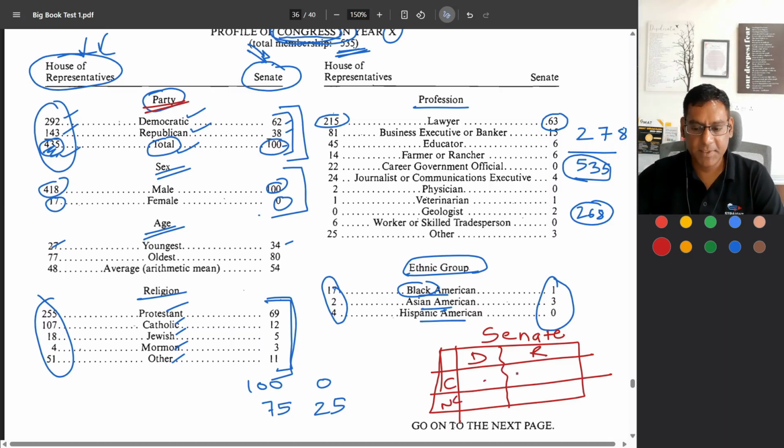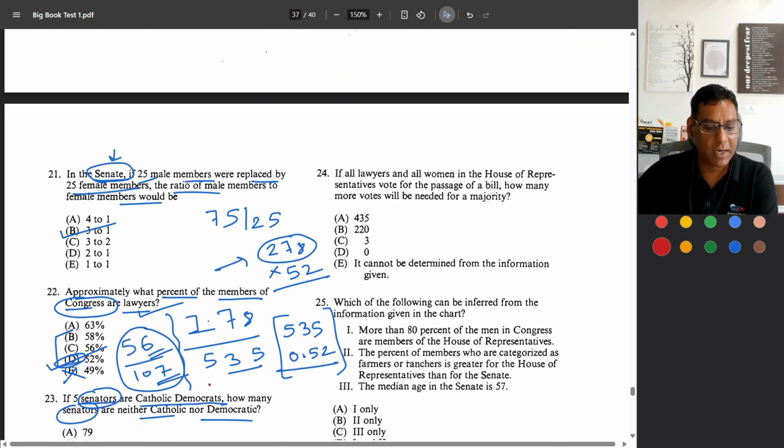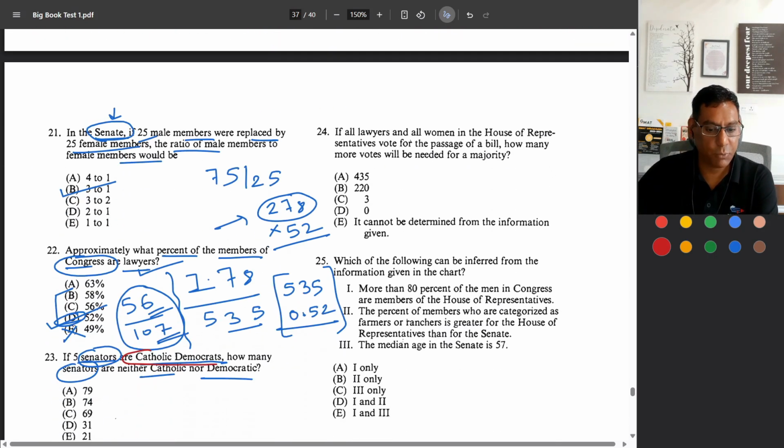Correct. This plus this is going to be total Catholics in Senate. This plus this is going to be total non-Catholics. This plus this is going to be total Democrats. This plus this is going to be total Republicans. Correct. In Senate. So why am I drawing it this way? Because there are overlaps here, like Catholic Democrats.